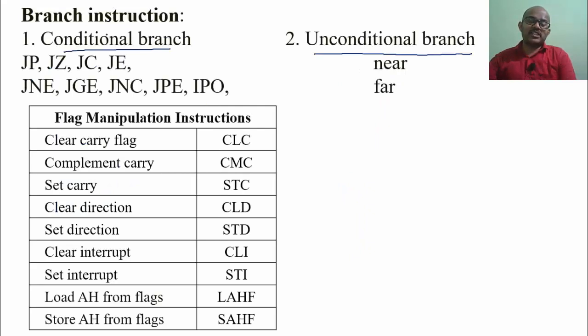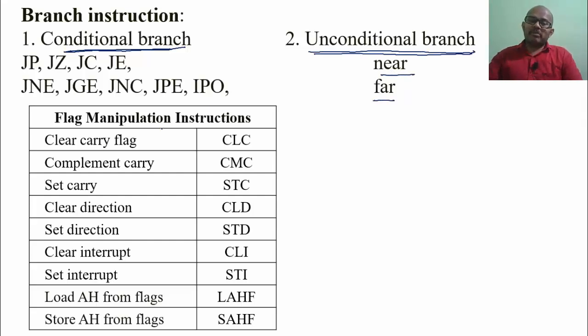Now in the case of jump instructions, we have two variants. The first one is conditional jump and the second one is unconditional jump. Examples are jump on parity, jump on zero, jump on carry, jump on equal, jump on not equal, etc. In the case of unconditional branch, you have two variants: jump if near, jump if far.